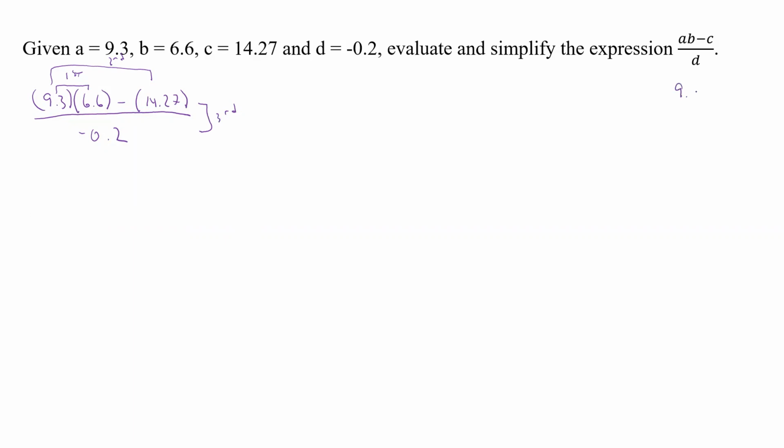So 9.3 times 6.6. So 6 times 3 is 18. 9 times 6 is 54, plus 1 is 55. And now we have the same thing, 855.